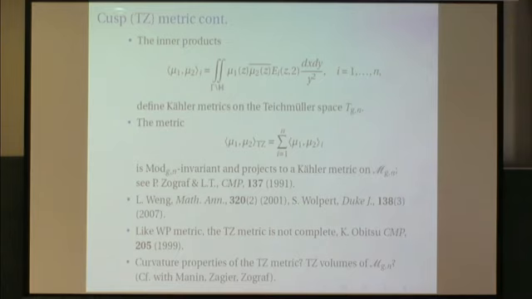Then this cusp metric is not complete. Obitsu proved this. And there are many results, and we'll discuss some of these things. But now the open questions. What are the curvature properties of this metric? Not clear. And the reason is rather deep.